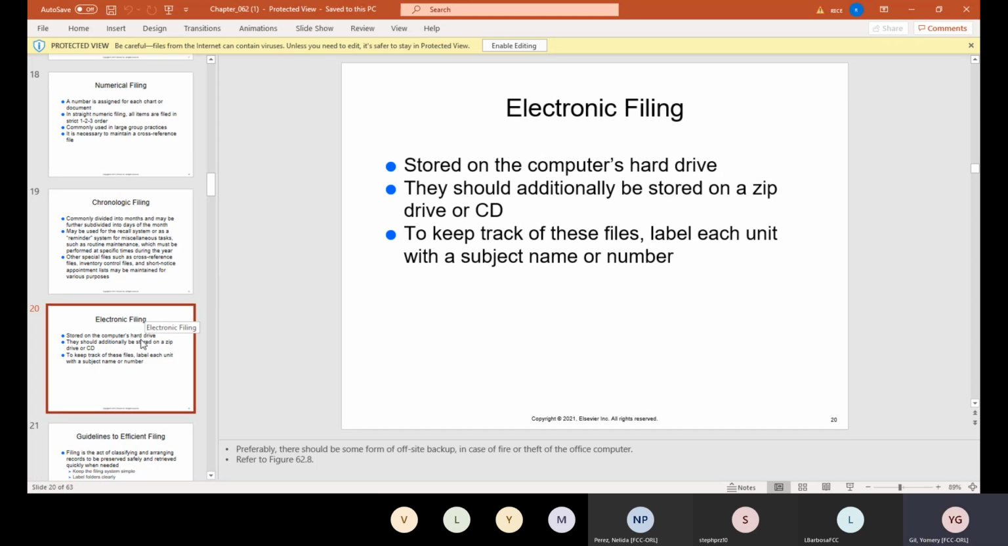And electronic filing. It's stored on the computer's hard drive. Files should additionally be stored on a zip drive or CD, and to keep track of these files, label each unit with a subject name or number.